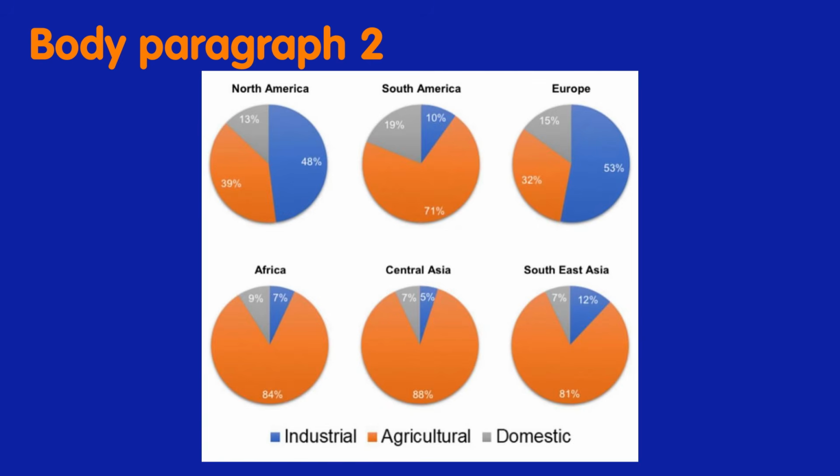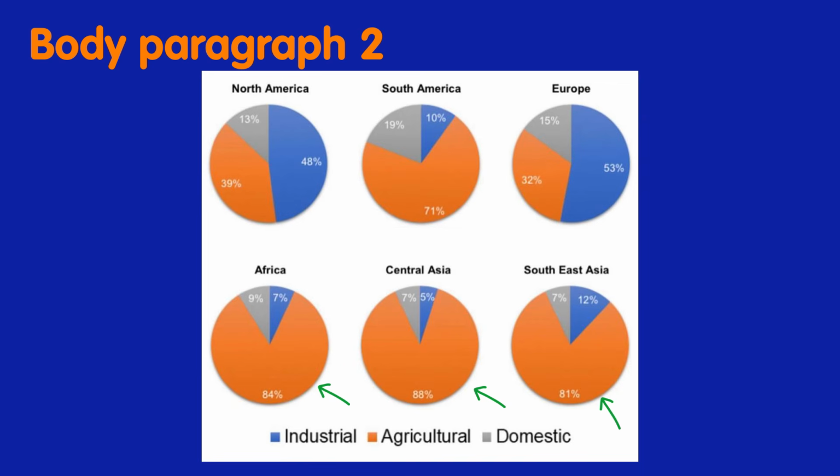Now, let's move on to our next paragraph, which is about Africa, Central Asia, and Southeast Asia. So let's take a look at these countries. As you can see, for all these countries, the use of water for agricultural or farming purpose is more than 80%, right? For all of them, it's more than 80%. And the highest is for Central Asia, which is 88%. So I'm going to write about this. I'm going to write about the highest percentage.